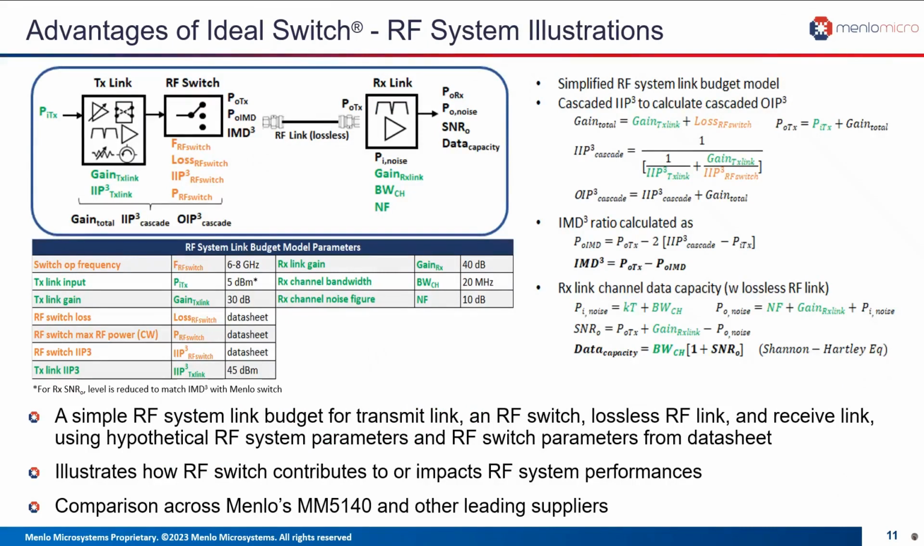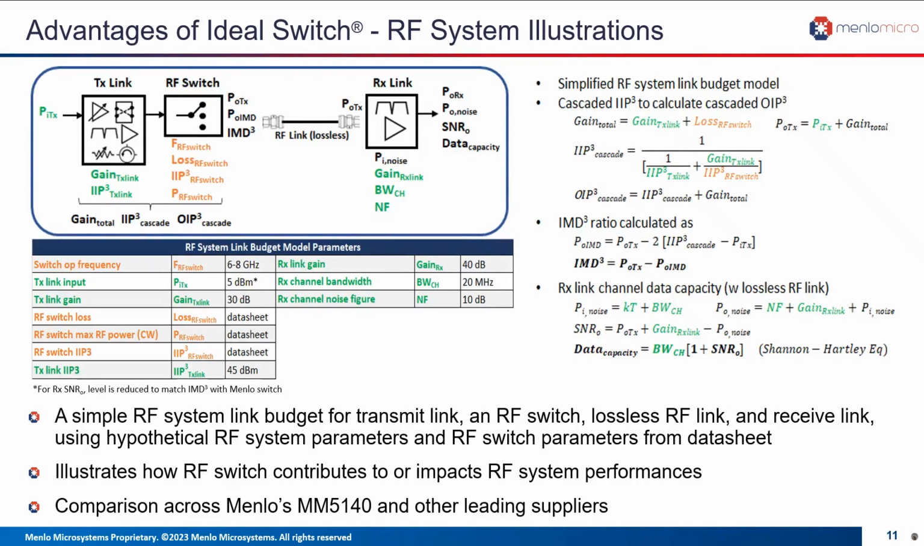To show the advantage of the ideal switch, I'd like to introduce a simple RF system analysis to illustrate how the RF switch contributes to and impacts the RF system performance. Here is a simple RF system link budget consisting of a black box transmit block with its output tied to an RF switch, which is quite common in many applications, then ideally wire connected to a black box receive block.